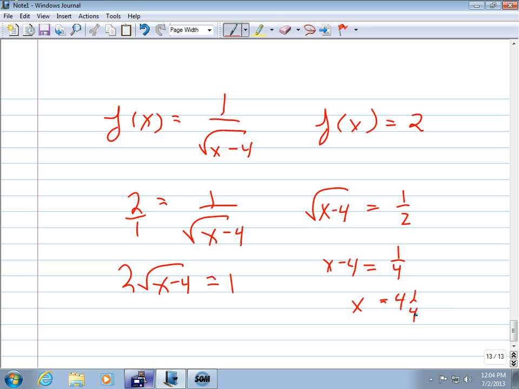Okay. What we're doing here is just getting used to function notation. If f of x equals 2, that means solve for x. If they give you f of 2, that means plug in 2 wherever you see x. Right? Get used to function notation. Okay, that's good.